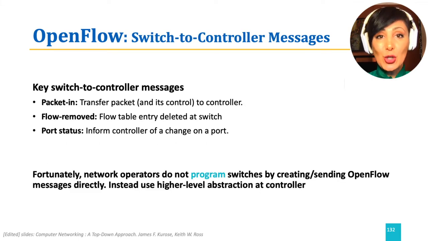Important switch to controller messages are those to report status. Packet in, which transfers a packet to the controller, is used to send a specific packet for monitoring or decision-making purposes up to the controller. Flow removed informs the controller that a specific table entry is no longer available at the switch. And port status informs the controller of a change on a port, helping the controller maintain the status of ports in its view of the network.